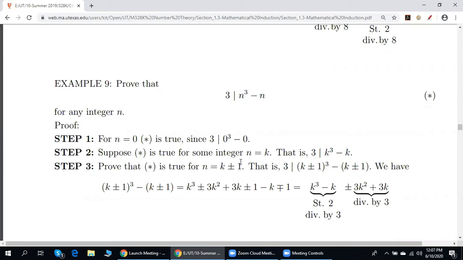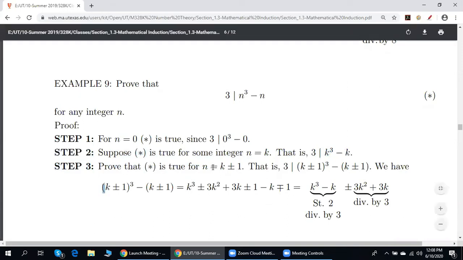If you don't like this, think about the following. Imagine that instead of example 9, we have 2 questions. Question 1, prove that this is true for n greater or equal to 0. And then question 2, prove that this is true for n lesser or equal to 0. These are 2 separate problems. In these 2 problems, step 1 will be absolutely same. We will start with n is equal to 0. In these 2 problems, step 2 will be absolutely same. Step 3 will be different.